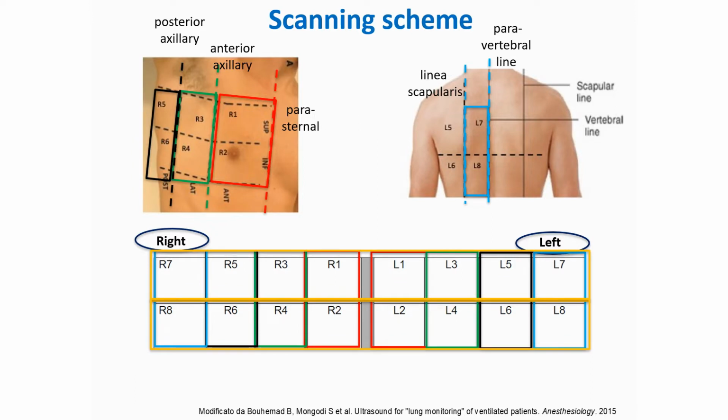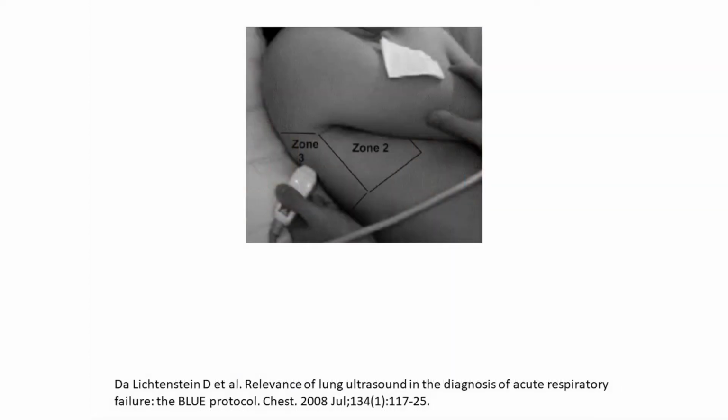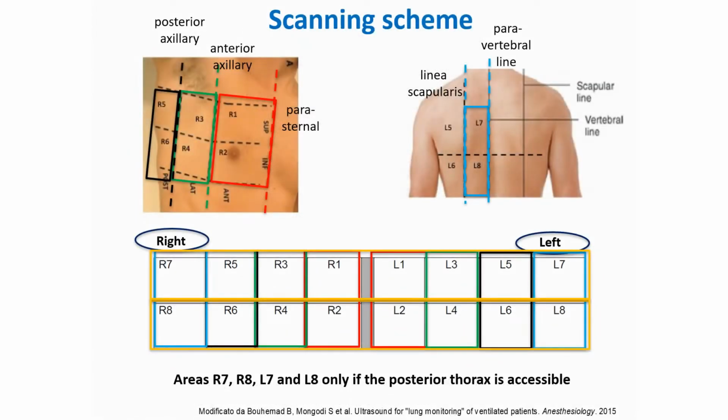If the posterior thorax is not accessible, the areas R7, R8, L7 and L8 will be discarded. Whenever possible, the posterior thorax should be evaluated because this is where the lesions are often present. If the patient cannot sit, the posterolateral chest is usually accessible by tilting the patients a bit on their side. For each area, we have to scan all the intercostal spaces, and the worst pattern has to be considered.